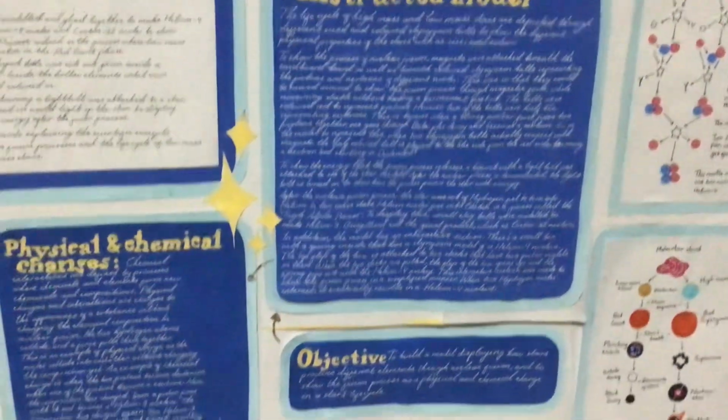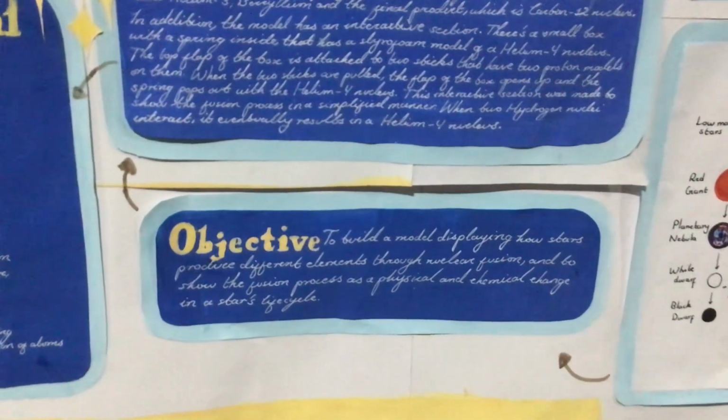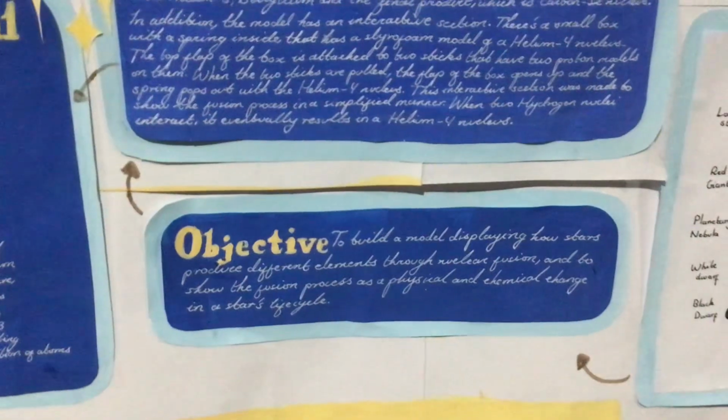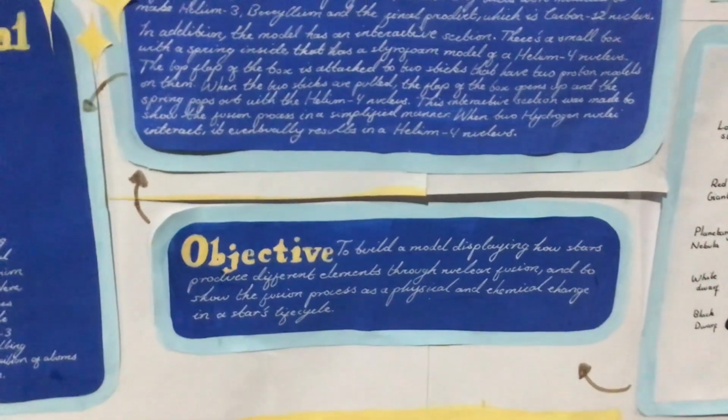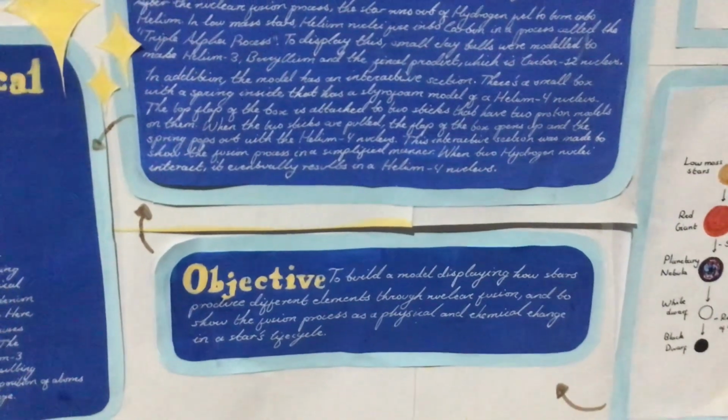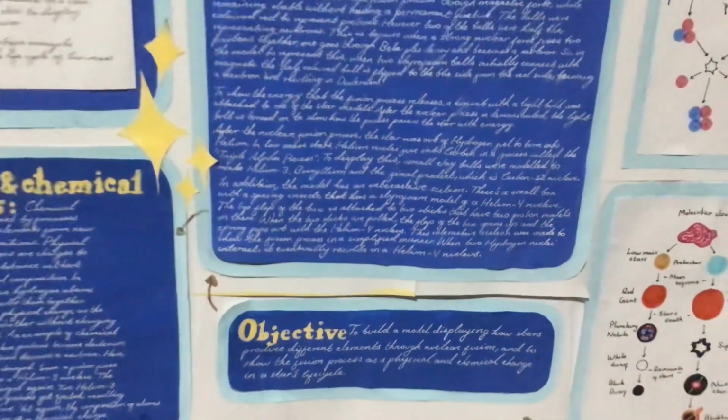This is the aim or objective of my project, which was supposed to be mentioned right before my explanation of the constructed model, but to build a model displaying how stars produce different elements through nuclear fusion and to show the fusion process as a physical and chemical change in a star's life cycle, which was done.